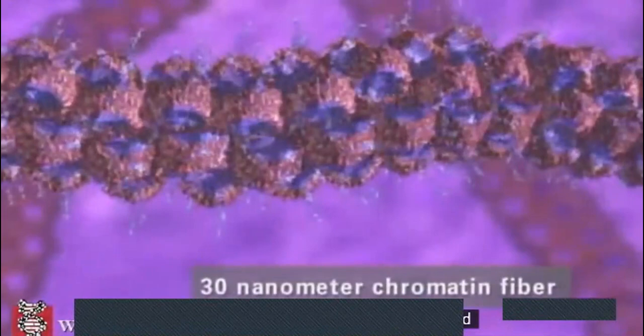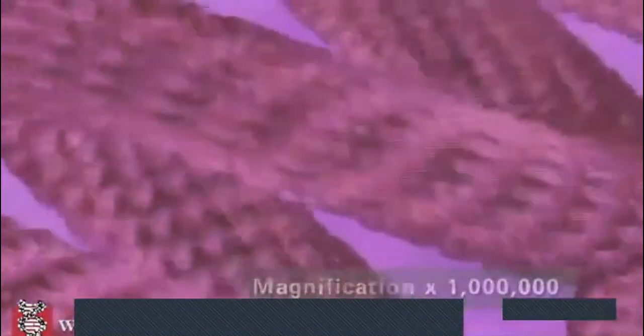This fiber, which at this point is condensed to a thickness of 30 nanometers, is then looped and further packaged using other proteins which are not shown here. This remarkable multiple folding allows 6 feet of DNA to fit into the nucleus of each cell in our body, an object so small that 10,000 nuclei could fit on the tip of a needle. The end result is that the DNA is tightly packed into the familiar structures we can see through a microscope, chromosomes.